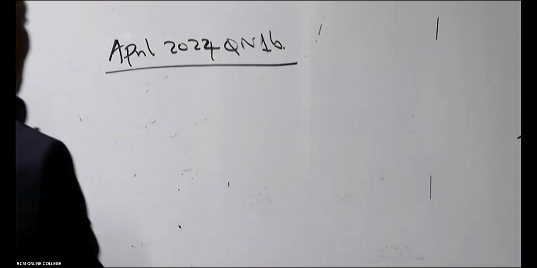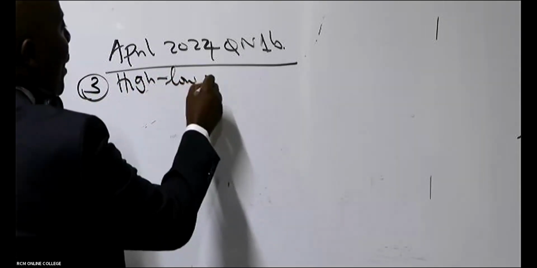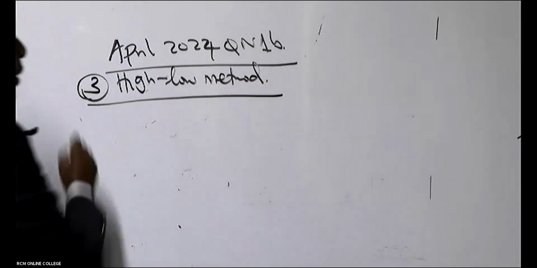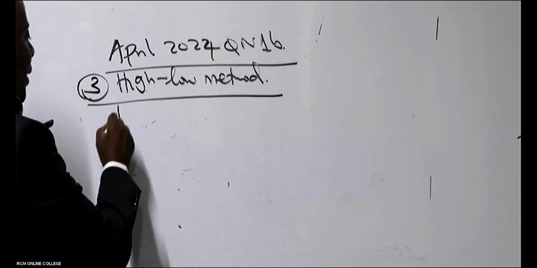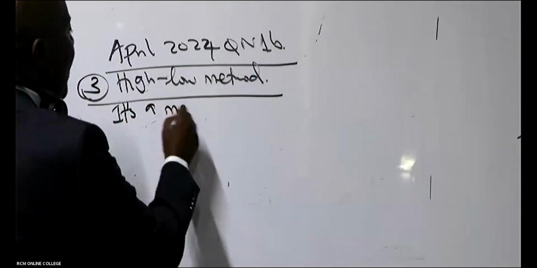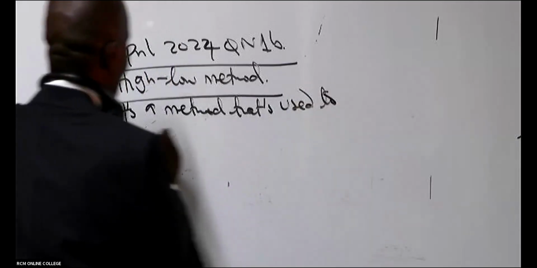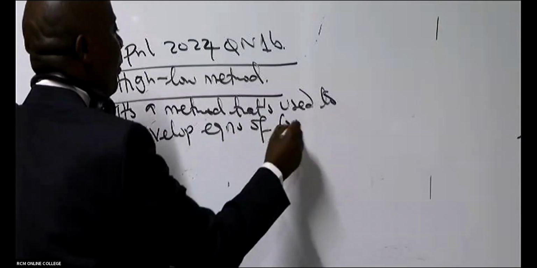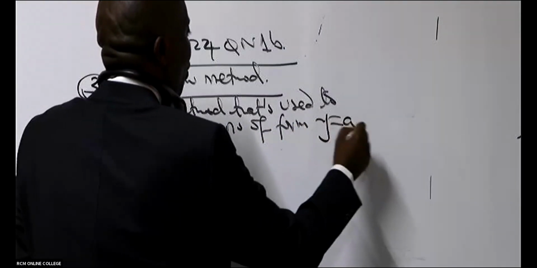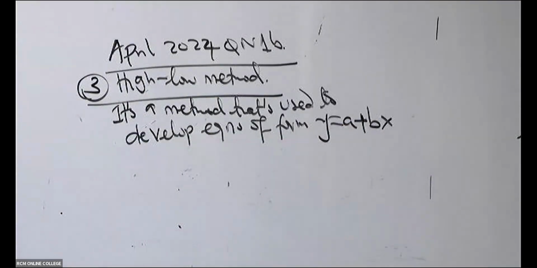So first of all, that will be your method number 3 for the new students. The high-low method is a method that is used to develop equations of the form y equals a plus bx. Basically a straight line.